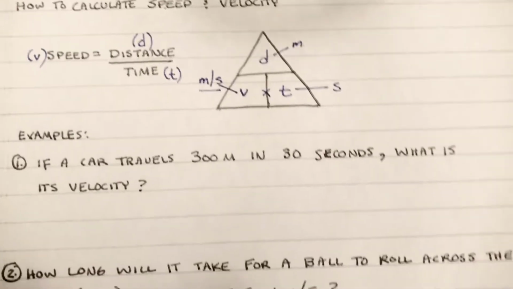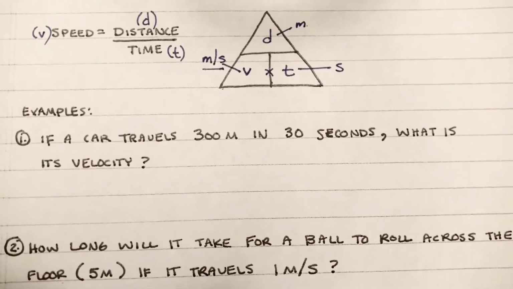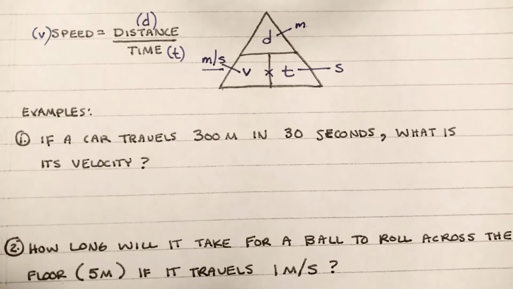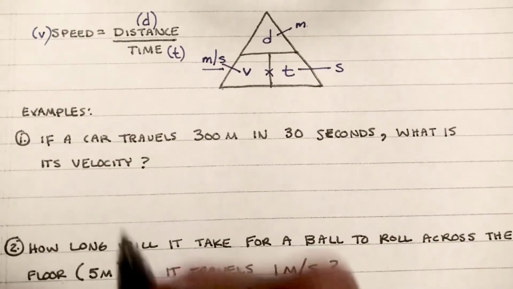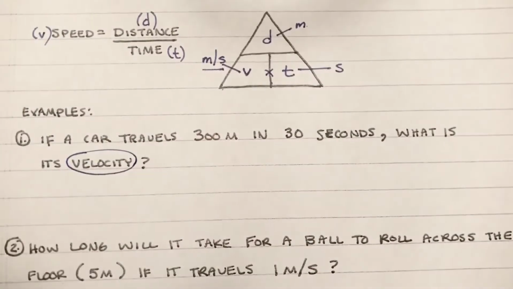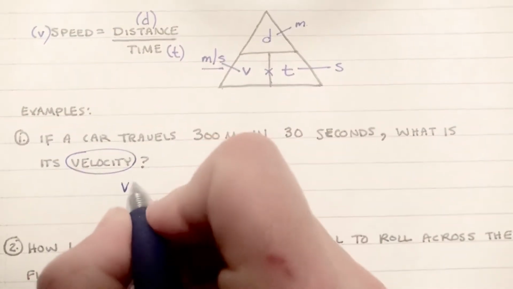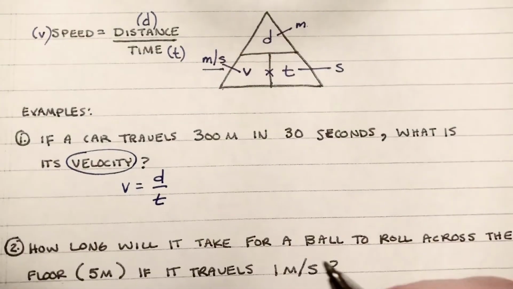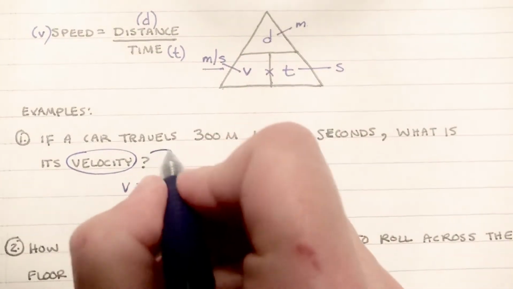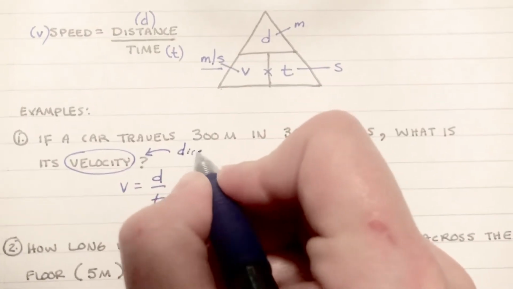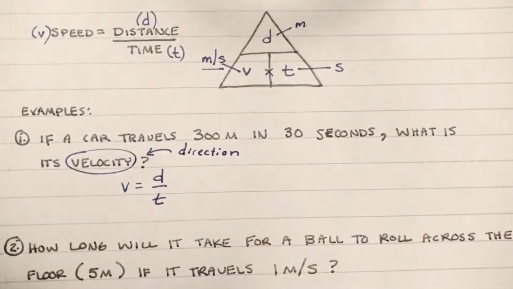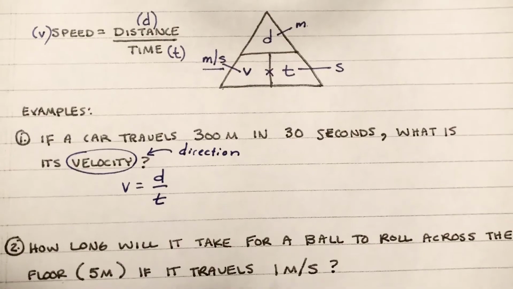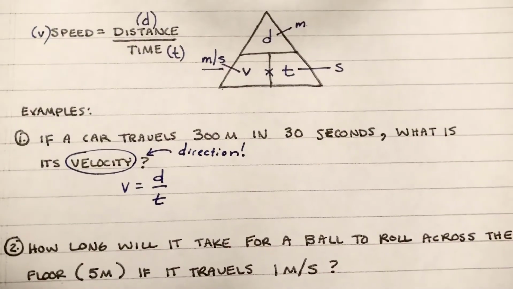So now that we have that, let's do an example problem together. Example number 1 says, if a car travels 300 meters in 30 seconds, what is its velocity? So since we're solving for velocity, then we know that velocity is going to be distance divided by time. And then we also have to remember, since it's velocity, we're going to need to add a direction to this. So don't forget to add your direction at the end.